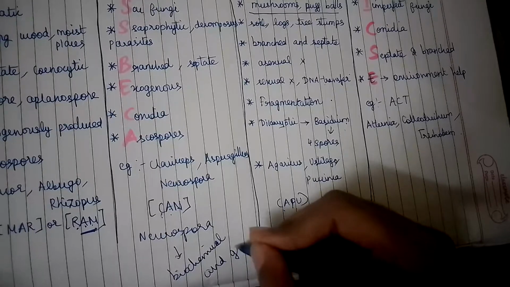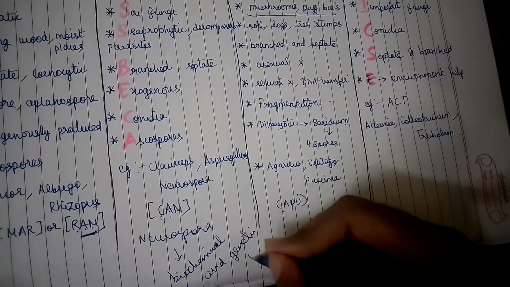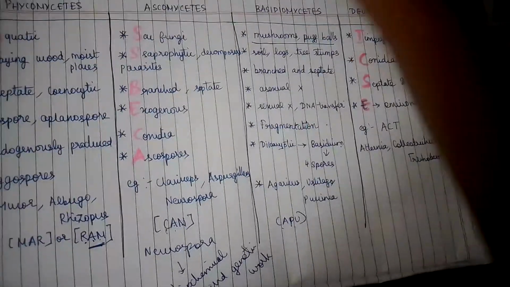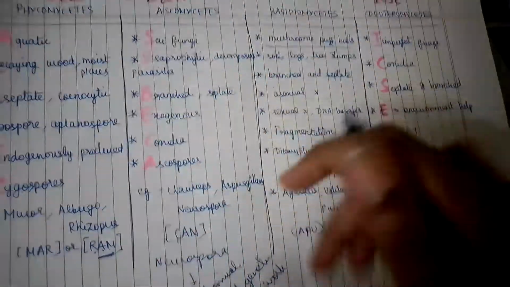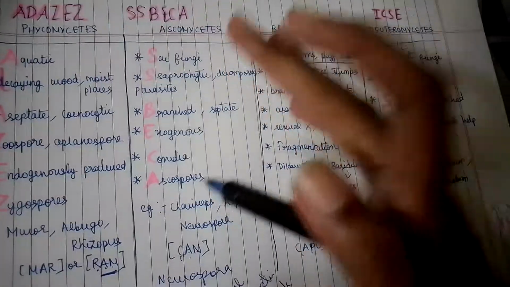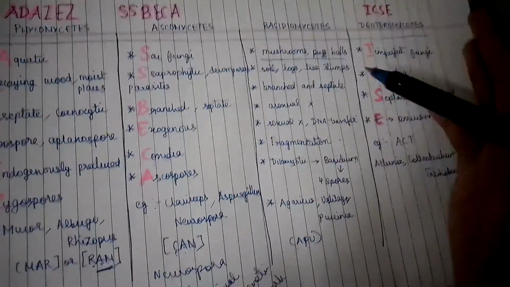Biochemical and genetic work. Okay, alright. And if you see, you also have some edible parts here. Edible fungi you also have, called morels and truffles. Okay, if you want you can remember it.